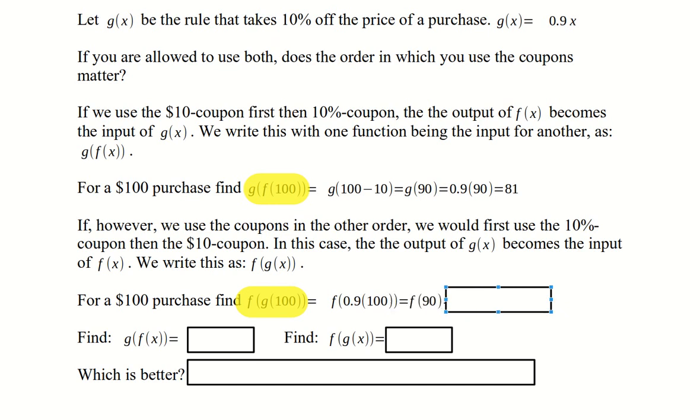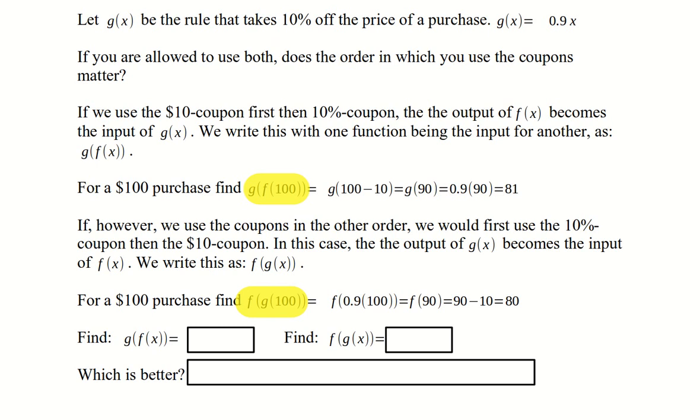90% of 100 is 90. We're doing that arithmetic inside the argument of F. We're now going to apply F. We're going to say, what is F of 90? And of course, F of 90 says to subtract 10, and 10 less than 90 is 80.